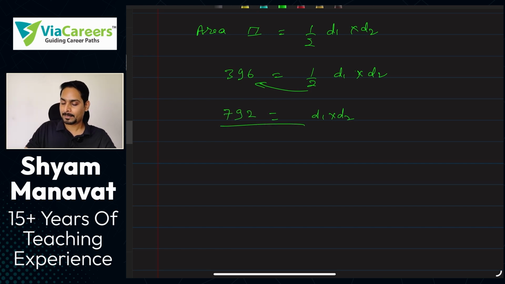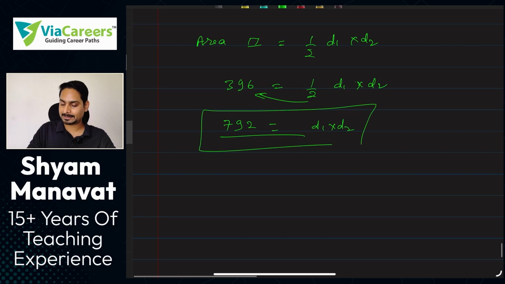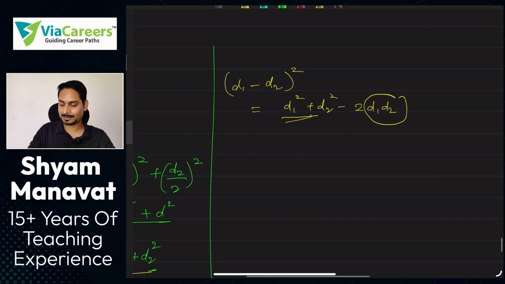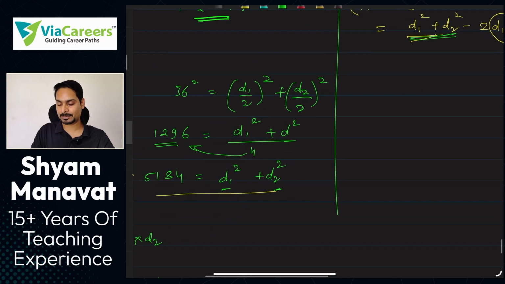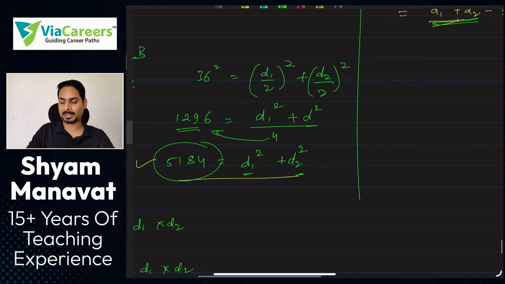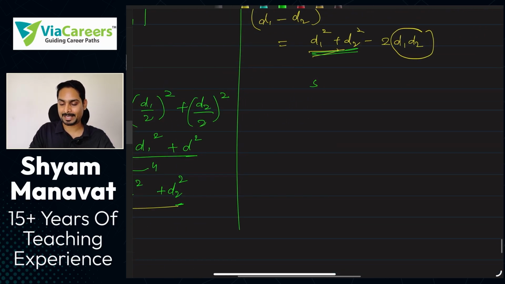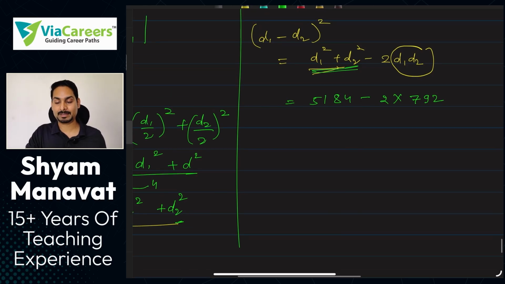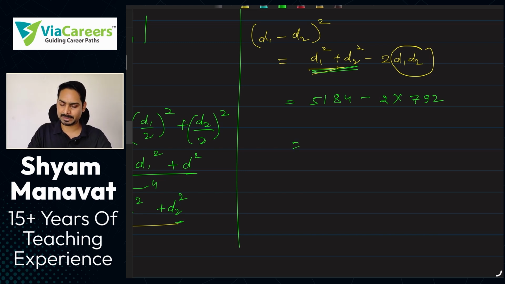Correct. Now, can I take this value of D1 into D2 here? Yes. So D1 square plus D2 square, we got it from here, 5184. So this is 5184 minus 2 into 792. If you find this, you will get D1 minus D2 whole square. You will not get D1 minus D2, you will get its whole square. Then we need to further find the square root of this. We'll take care of that.